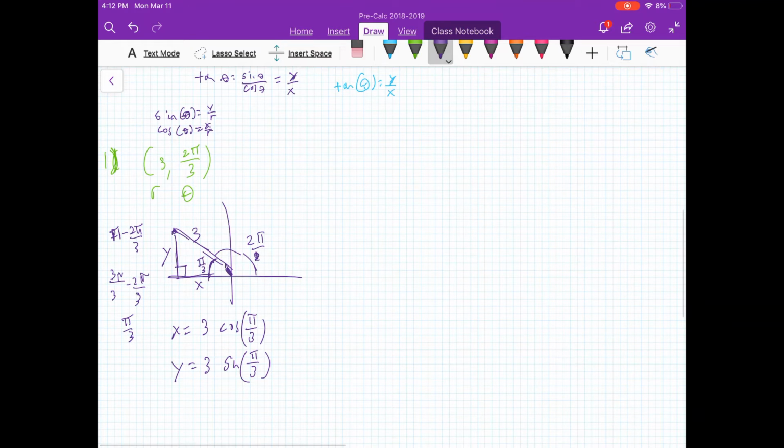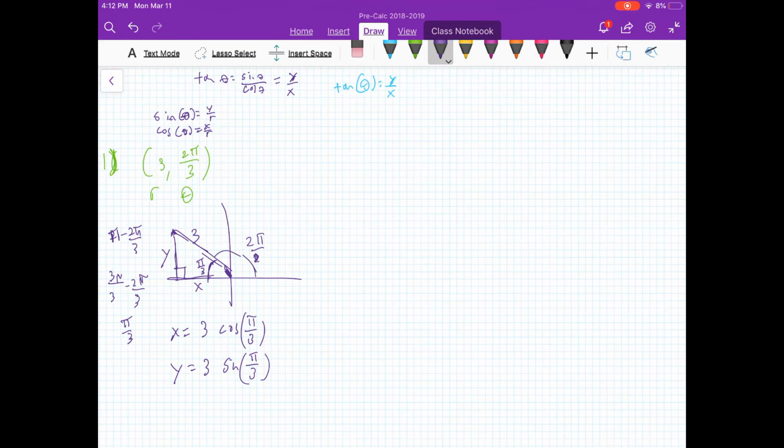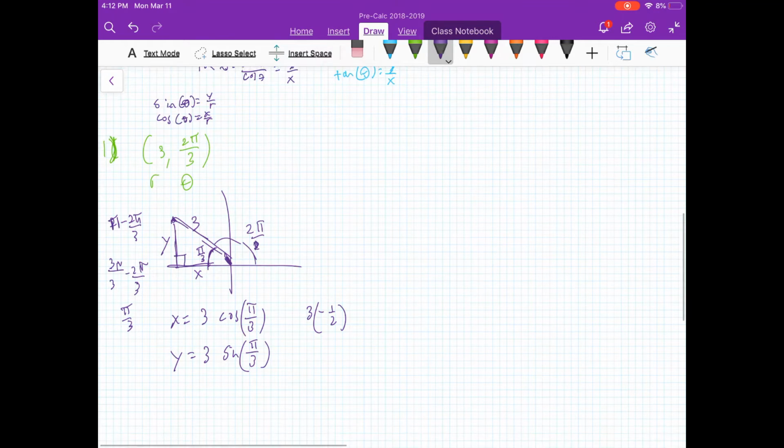Let's see, the cosine of pi over 3, that'd be 1/2. We're going in the left direction, so that'd be -1/2. So that'd be 3 times -1/2. And over here we'd have the sine of pi over 3. That'd be root 3 over 2. So it'd be 3 times root 3 over 2.